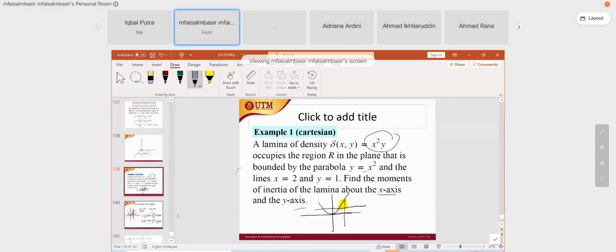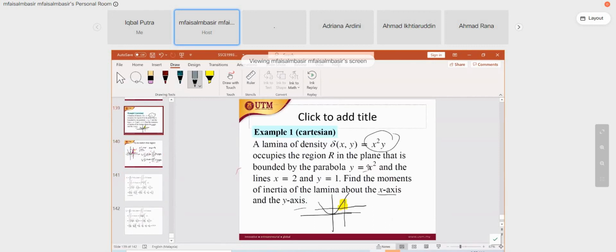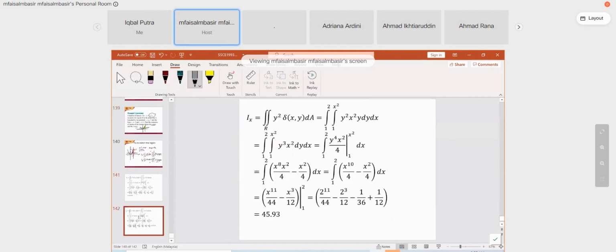So if they ask you to find the moment of inertia at x and y, you use the formulas Ix and Iy. But firstly, you have to draw the region, y equals x, x equals y. You have to know how to draw. Then it will be easier for you to solve.